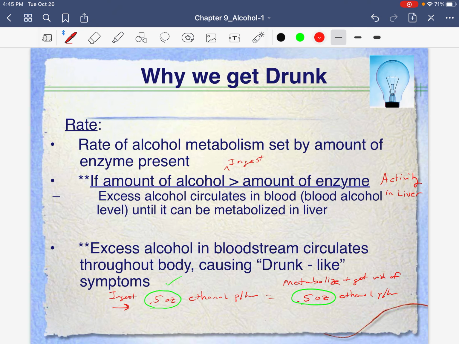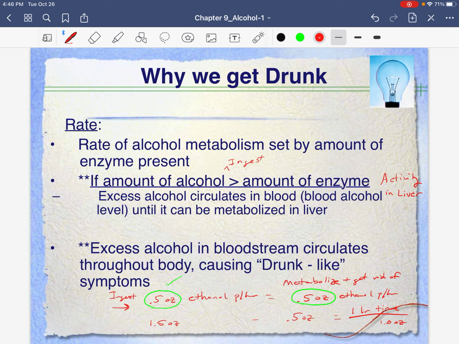But what if I bring in more? What if I ingest 1.5 ounces, but I can only get rid of 0.5 ounces? Now we've got a tipped scale. So now I started with 1.5 ounces. I can only get rid of 0.5 in that same hour. So in that 1 hour time, now I've got an accumulation of 1.0 ounces of alcohol. And because I've got an accumulation, it's going to stay in the bloodstream, and it's going to have an effect all over my body.